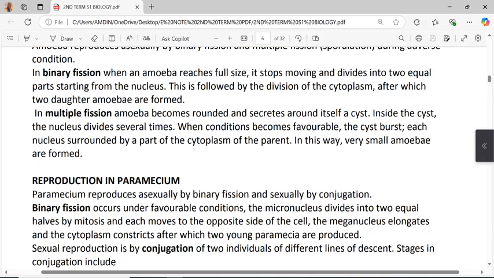In multiple fission, the amoeba becomes rounded and secretes a cyst around itself. Inside the cyst, the nucleus divides several times. When conditions become favorable, the cyst bursts, each nucleus surrounded by part of the cytoplasm of the parent. In this way, very small amoebae are formed.